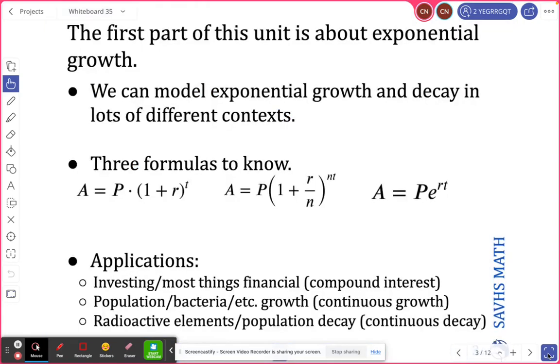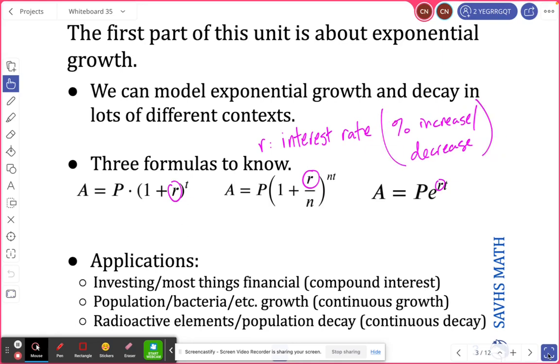Okay, so the first part of the unit is about exponential growth. There are three equations we're going to use a lot for exponential growth, and we're going to look at a lot of graphs today. Just so you know, for all of these equations, the R is an interest rate or a percent increase or decrease. While it says R is a percent, you actually have to rewrite it as a decimal. So if I have a 4% interest rate, remember that the word percent means out of 100, and so 4% is 0.04. So we'll be using this and not this in the formulas.